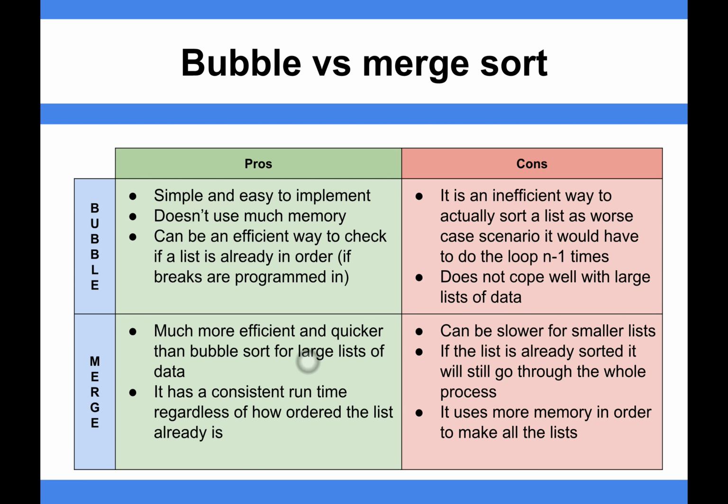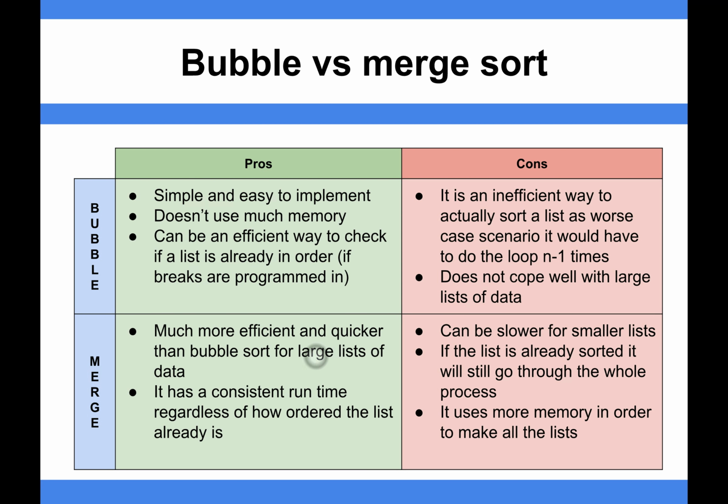A merge sort is much more efficient and quicker than a bubble sort if it's a large list of data. If it's a really large list, merge sort is much better. But you can imagine that with a list of 5 items, it'd probably be quicker to do a bubble sort, because with a merge sort you've got to split the items down into 5 separate lists and then start merging them back together, whereas a bubble sort wouldn't take that long to loop through.